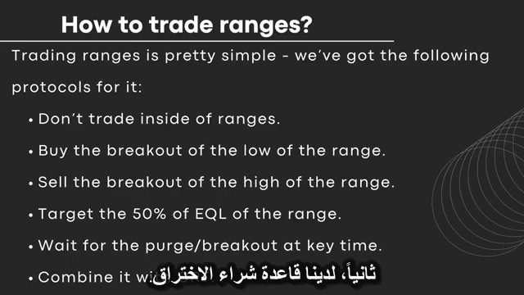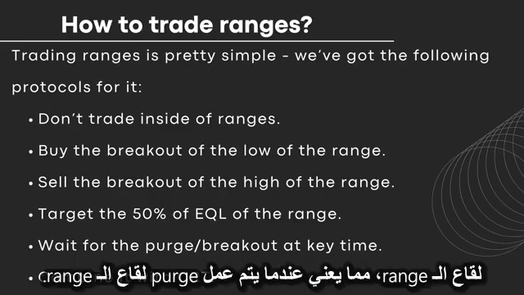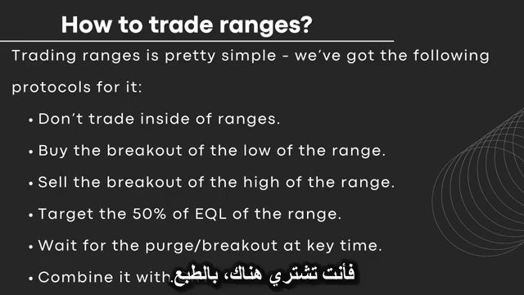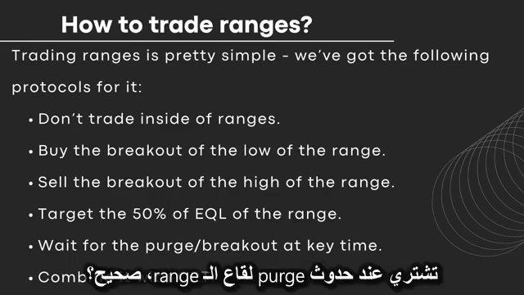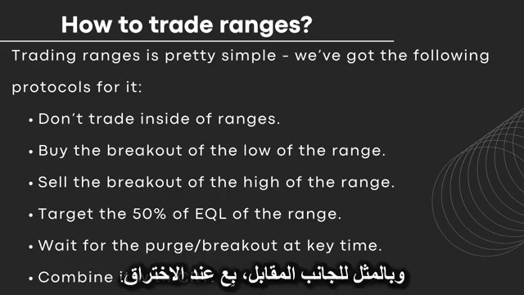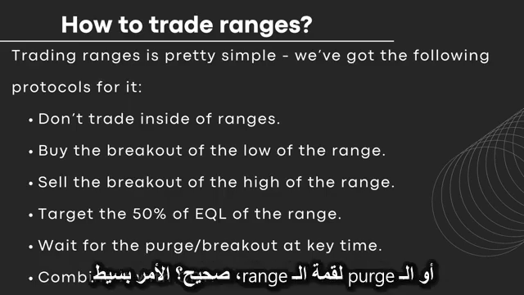Second, we've got the breakout of the low of the range, meaning when the low of the range is purged and partially broken through, you buy there. Obviously, you don't just buy right away, but instead you wait for your correct entry model setup. But the predominant theory is to buy the range on the purge of the low of the range, right? And similarly for the opposite side, sell the breakout or the purge of the high of the range, right? Pretty simple.